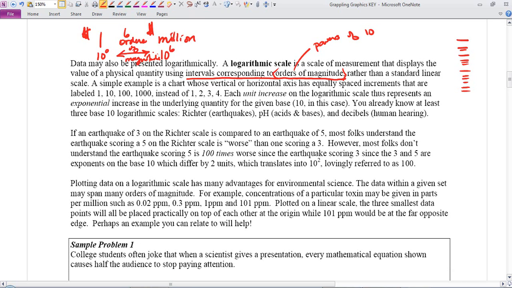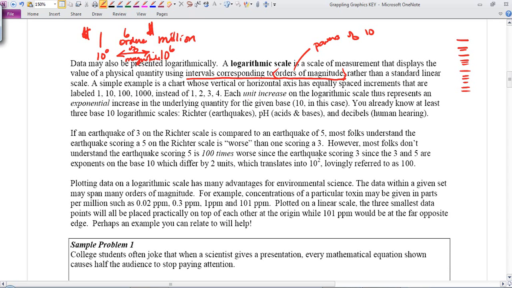Rather than a standard linear scale, not everything in life is so simple as that it's just linear, where you have 1, 2, 3, 4, 5, 6, 7, 8, 9, 10 across the x-axis, and 1, 2, 3, 4, 5, 6, 7, 8, 9, 10 across the y-axis. We are big kids now, and so your scale does not have to be a 1-to-1 ratio. So for each unit, we may find it's better to use, on either the vertical or the horizontal axis, equally spaced increments that are labeled 1, 10, 100, 1,000 instead of 1, 2, 3, 4.